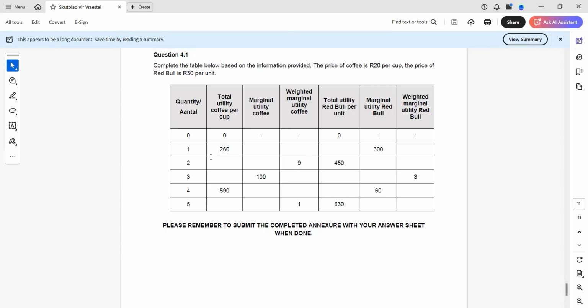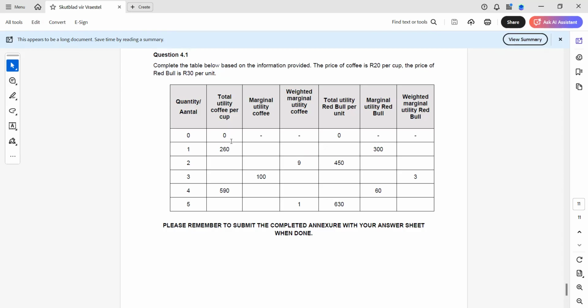So when you come here, you can see that you have your total utility, your marginal utility, and your weighted marginal utility for coffee. To get your weighted marginal utility, we said marginal utility divided by the price of coffee, which is 20 Rand. And for marginal utility, we said a change in total utility over a change in quantity. You can see that the change in your quantity is 1, because 2 minus 1 is 1, 3 minus 2 is 1, and so on.